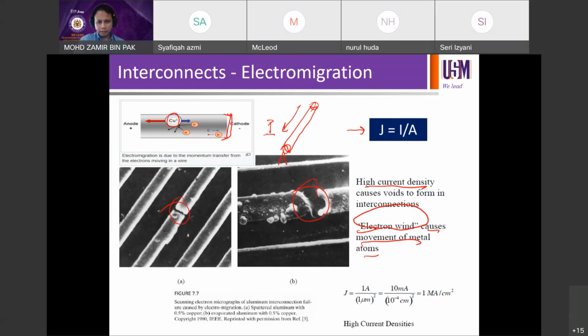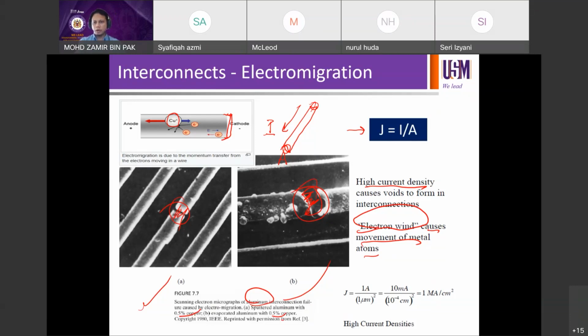Okay, so when the conductor breaks in the middle, that's it. The wires are no longer connected. So the SEM shows aluminium interconnect failure caused by electromigration. This one is sputtered aluminium with 0.5% copper, and this is evaporated aluminium with 0.5% copper. Both have copper, but still suffer from electromigration.